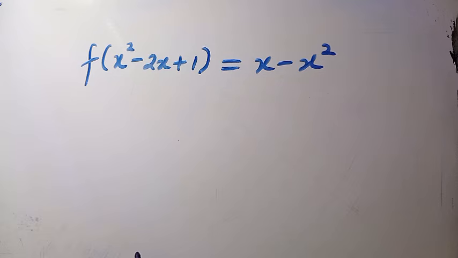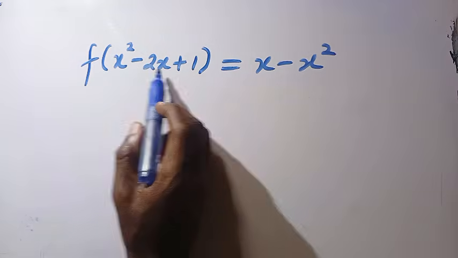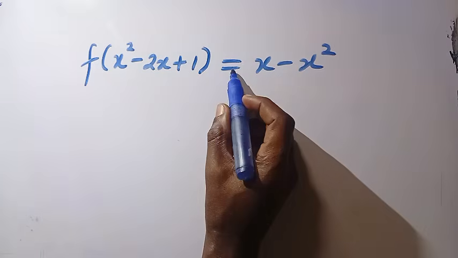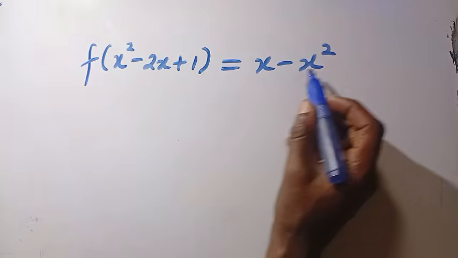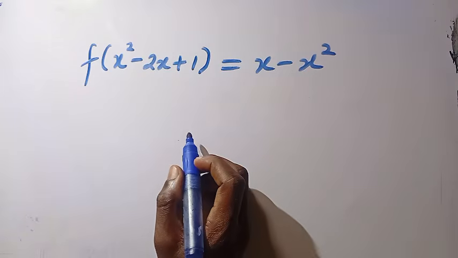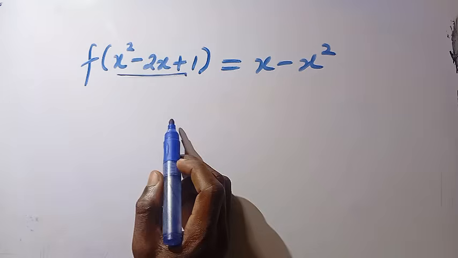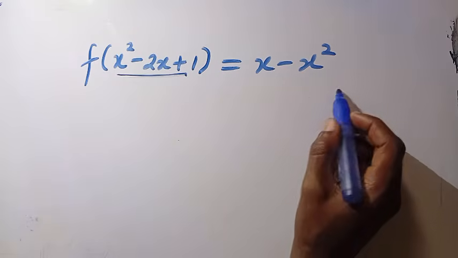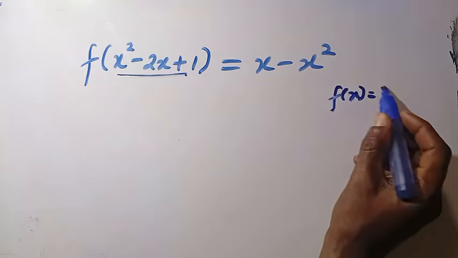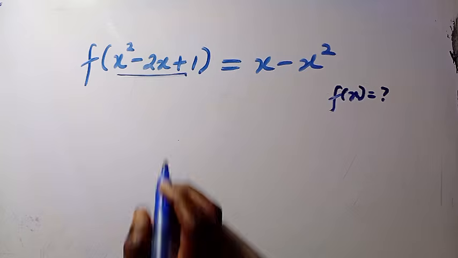How to solve these nice functional equations? We are given f of x squared minus 2x plus 1 equals x minus x squared. And how can we find f of x? We have this quadratic domain. Only what we need is f of x, where x is a member of real numbers. You can pause this video and give it a try. Let's see how we solve this step by step.